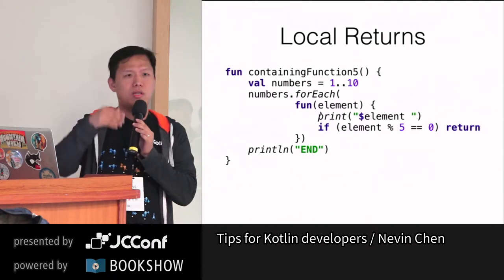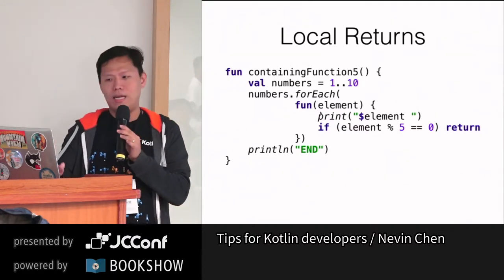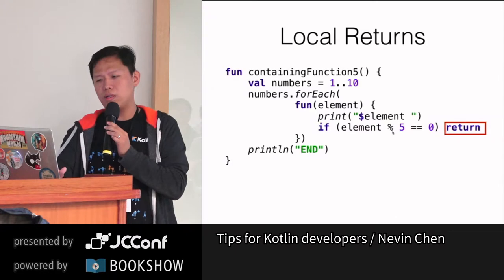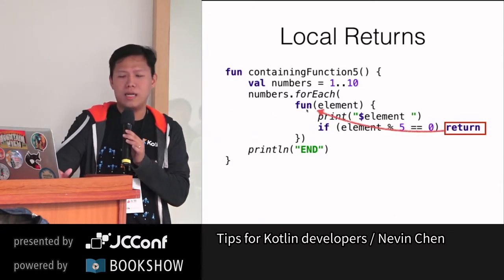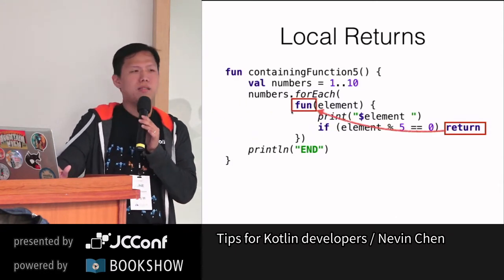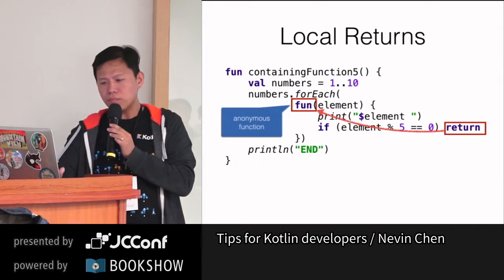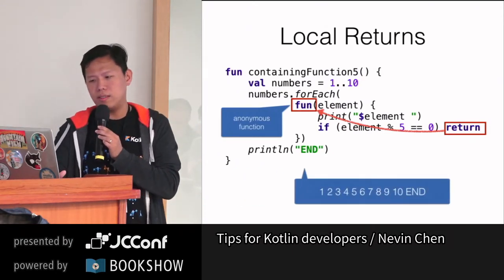Another solution is to use an anonymous class. In an anonymous class, you can also return, and it returns to the anonymous class. And you will keep on going with the forEach. So it will still print 1, 2, 3, 4, 5, 6, 7, 8, 9, 10, and end.